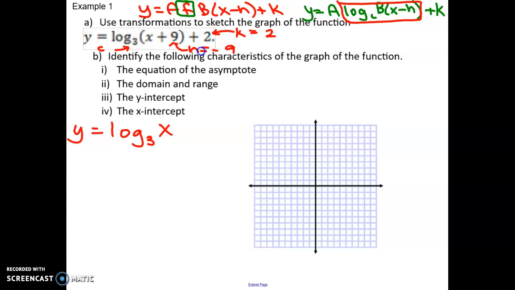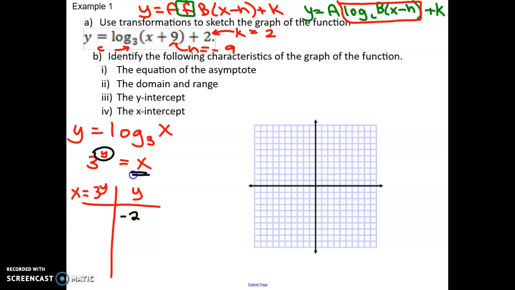Now we need to first of all draw this base function. So now when I make this into a table of values, I'm going to plug in y values because in an inverse function, I'm trying to look at what my x's are. So this time I'm going to plug in -2, -1, 0, 1, and 2 for y. Again, in an inverse function, your x's and your y's are switched. So your table of values appears switched as well.